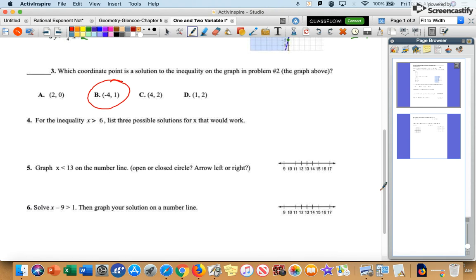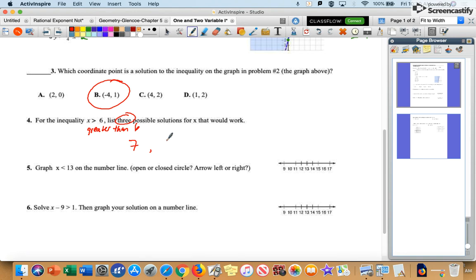For our next one, we're saying for the inequality x is greater than 6, list 3 possible solutions. So what that's saying is tell me any numbers that are greater than 6. List 3 of them. So tell me a number that's greater than 6. Well, 7 is greater than 6. So x equals 7 would work.